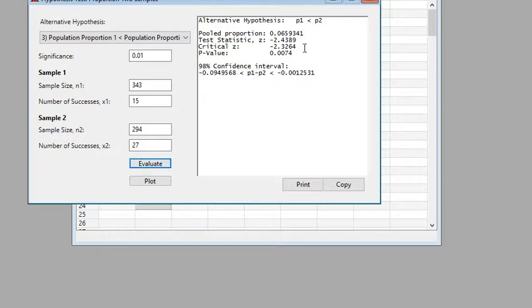And that does change things a little bit. So our p-value is 0.0074. Okay. Charlotte, what's that saying we should do about our test? Yeah, reject H naught. So reject H naught. Good.